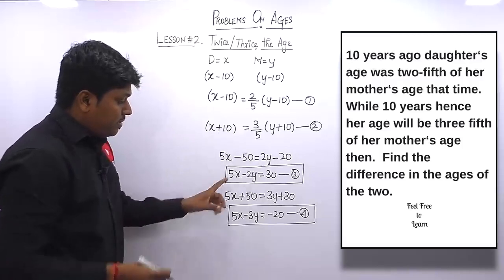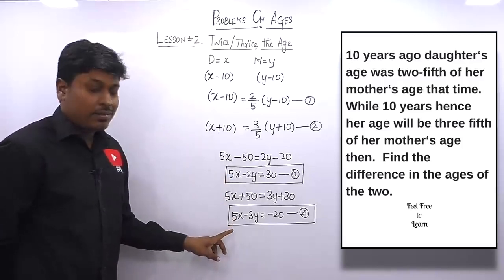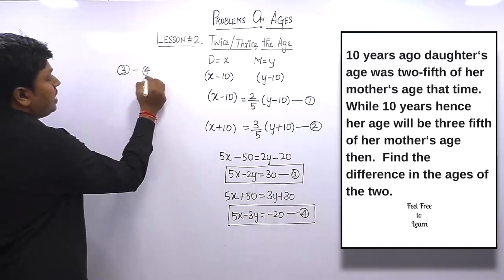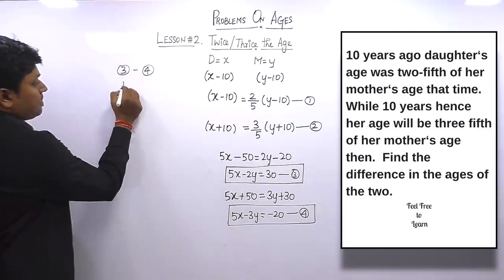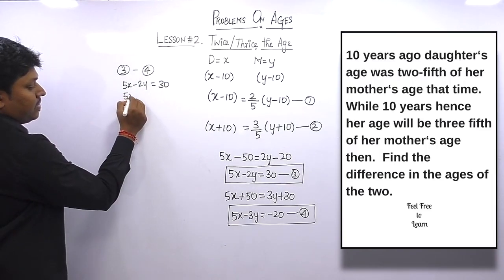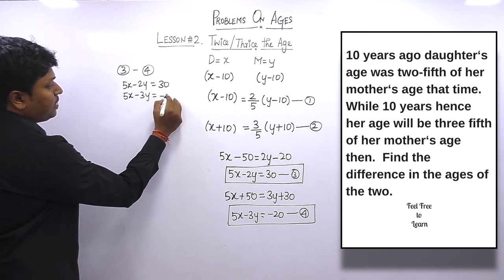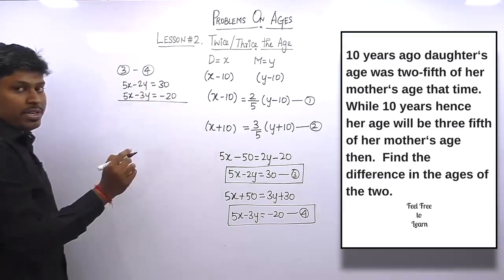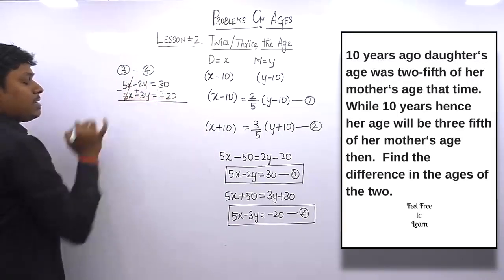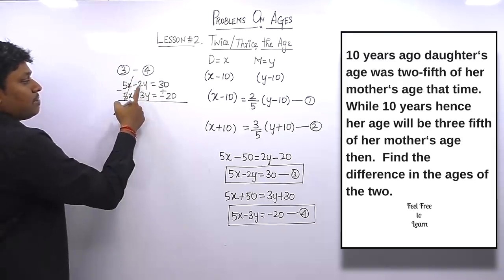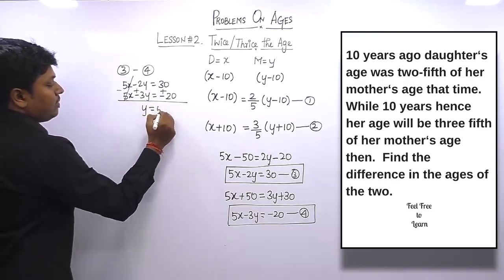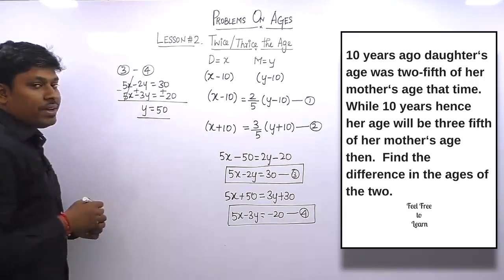So let me do one thing, here we have 5x and here also we have 5x. So we can subtract equation 3 and equation 4. So we can write this as 5x minus 2y is equal to 30, and the second equation we have 5x minus 3y is equal to minus 20. Once you subtract both the equations, this will be positive, this will be positive, and you can cancel both the x terms. So 3y minus 2y will be y, 30 plus 20 will be 50. So finally we got the value of y is equal to 50.